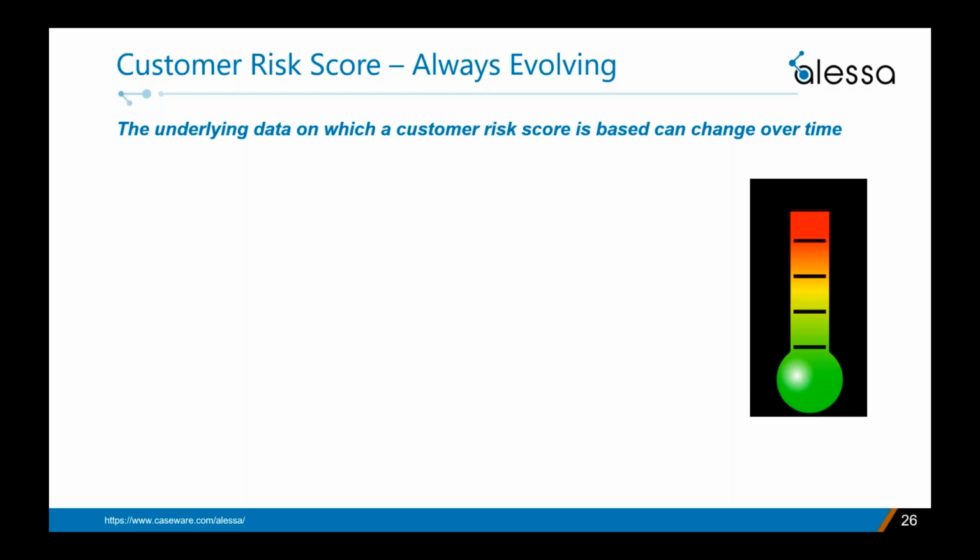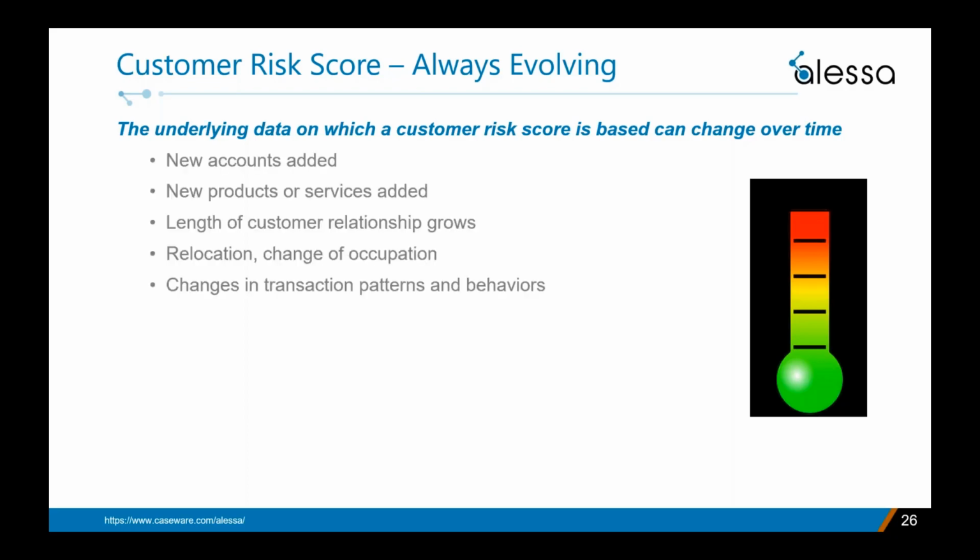But as the relationship continues, a customer is going to add new accounts or services, especially if your institution starts offering something new. Individuals relocate, people change jobs, their circumstances change. Business customers may expand and grow their revenues, add new product lines, start exporting even. It's pretty rare that nothing will change. So the risk score often will change as these underlying factors change.